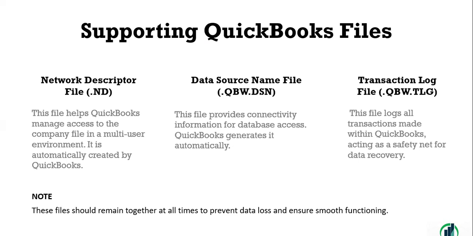So we have this .nd file, which is network descriptor. We have the data source name file, .qbw.dsn, that is data source name. And we have TLG, transaction log file. All these files, there are 4 files, must be in the same folder with your QBW. So this will prevent data loss and ensure the smooth functioning of your QuickBooks.